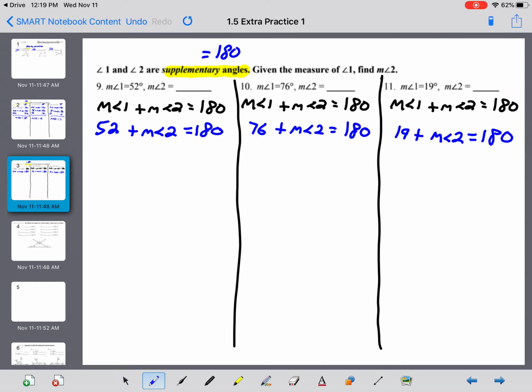Okay, now we're just going to subtract those constants from both sides, minus 52 on both sides. 52's cancel, and the measure of angle 2 is equal to 180 minus 52, which gives you 128.